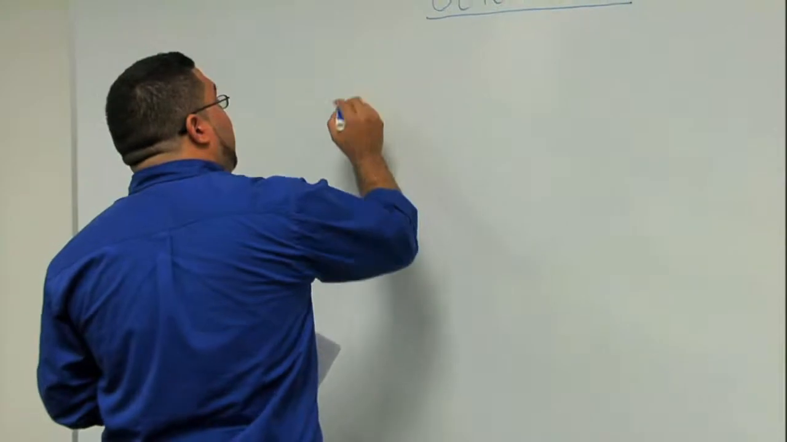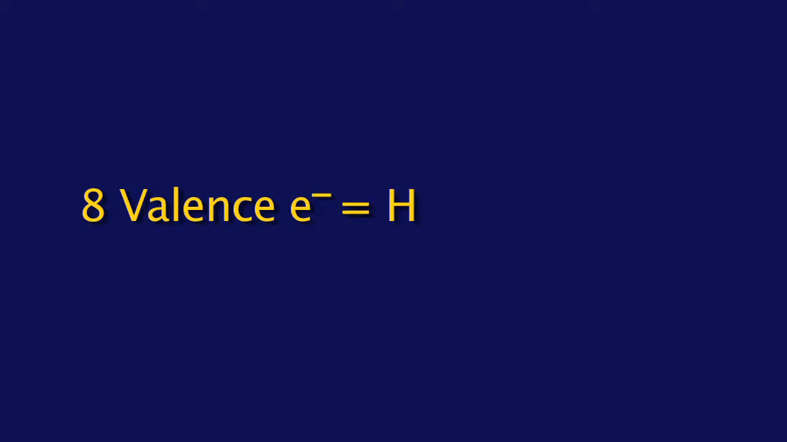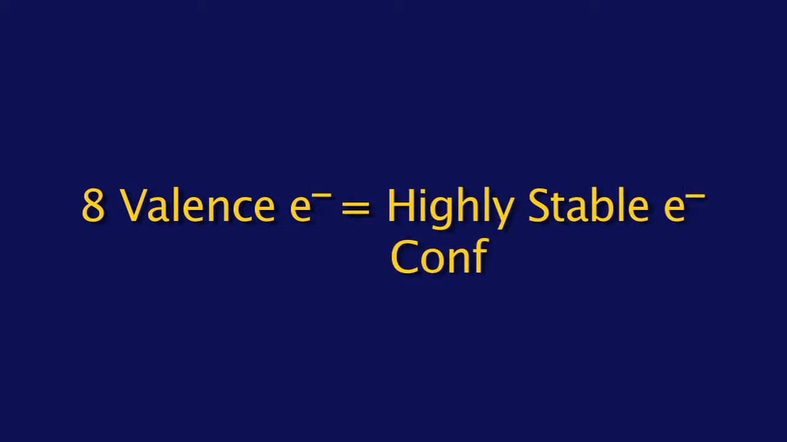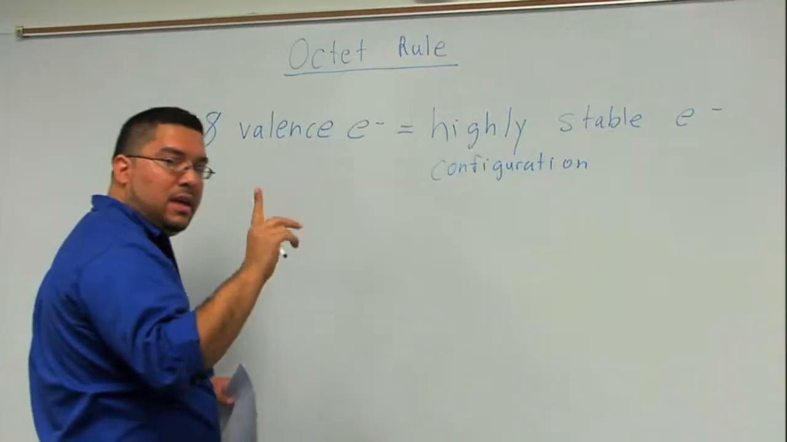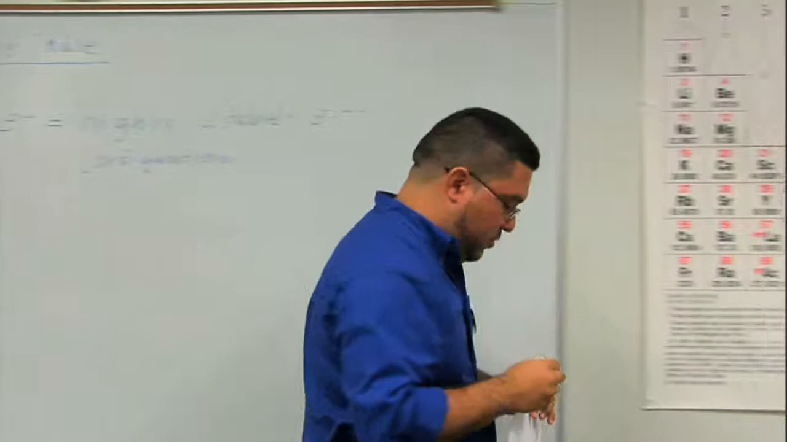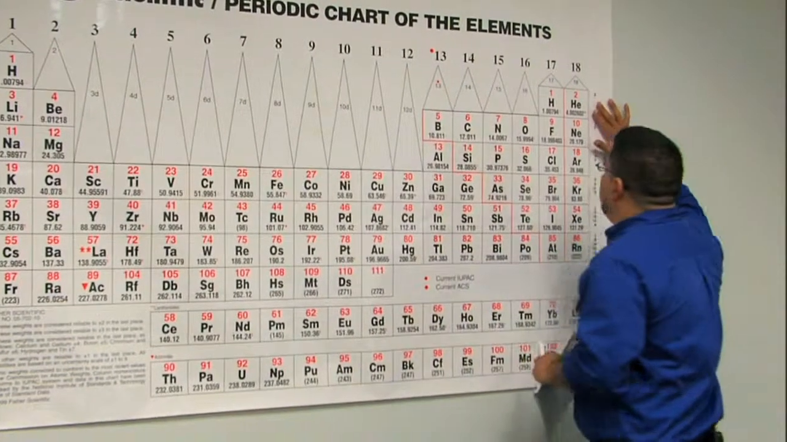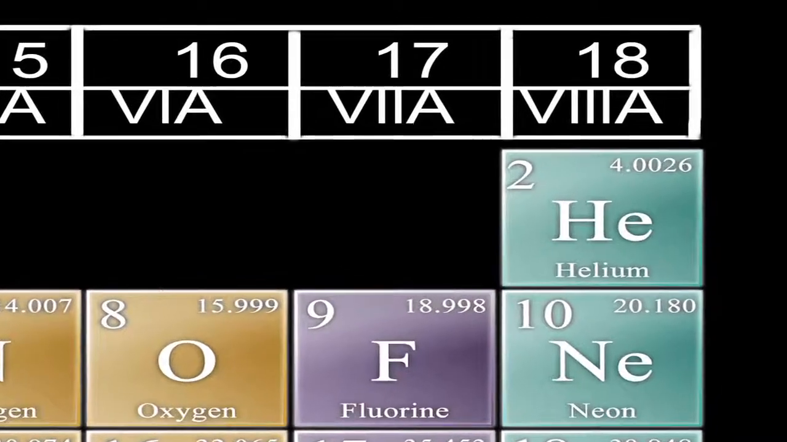So let's take a look at this principle again. How many electrons did we need in order to be highly stable? You need 8 valence electrons. And if you have 8 valence electrons, that will give you a highly stable electron configuration, except for one element, which we should mention briefly. That would be helium. If you look at helium, it only has 2 valence electrons, but yet it is a noble gas. So do be aware that helium doesn't have 8 valence electrons.